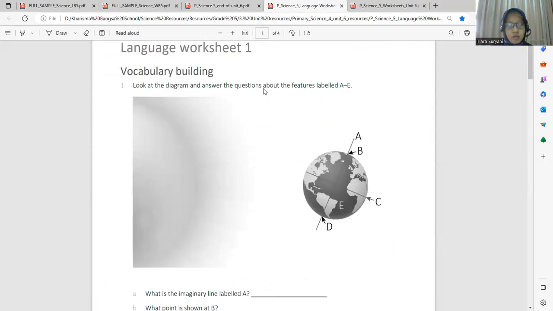Okay, imaginary line A. We have discussed this many times. So A is the axis and C is the equator. Okay, and then what is B and D? B and D are locations. B is the North Pole and D is the South Pole. Okay. What is the next question?